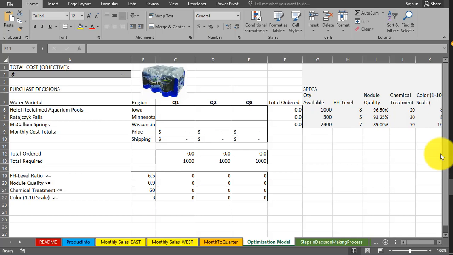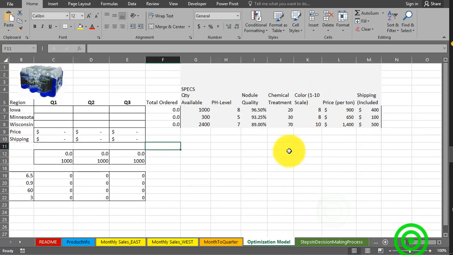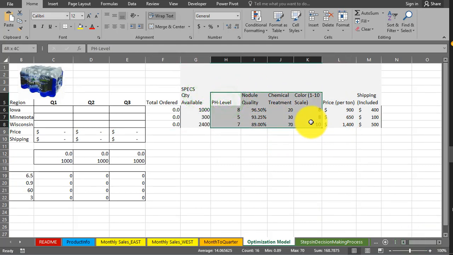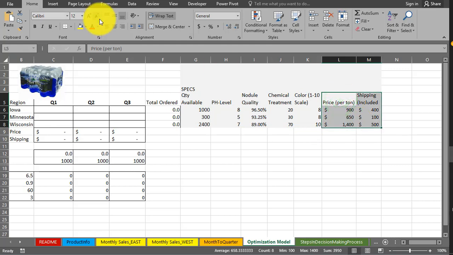All right, so we're going to look at the optimization model here. And I've got 3 suppliers of water that's been purified in some way, shape, or form at some quality level, as you see over here in the gray data right in here. Okay, so we got that cost stuff here.